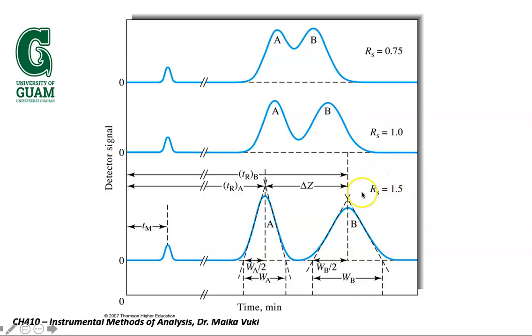So in this particular bottom part, the resolution value is 1.5, which is what we want to be seen in a chromatograph. At 1.5, you see a clear separation when one peak drops to the baseline before going on to the other. Here you haven't really allowed this to drop to the baseline, so that RS is 1.0 and here RS is 0.75.